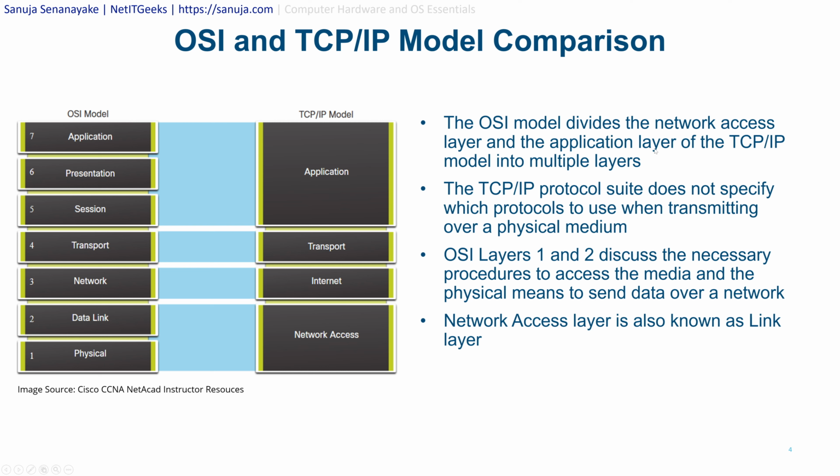The OSI model divides the network access layer and the application layer of the TCP/IP model into multiple layers as a result, and the TCP/IP model suite does not specify which protocols to use when transmitting over a physical medium, as it is combined into one, right? And OSI layers 1 and 2 discuss the necessary procedures to access the media and the physical means to send data over a network. The network access layer is also known as the link layer.